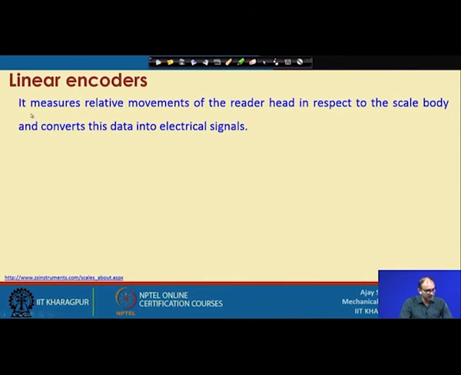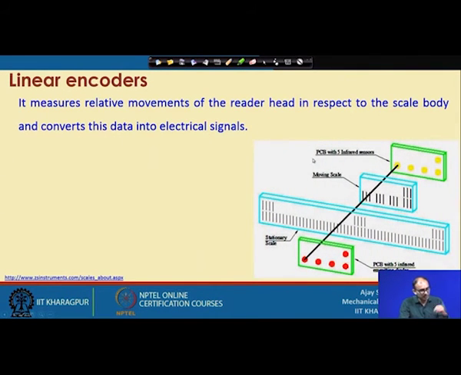So, how does it work? It measures the relative motion between the reader head and the scale body and converts this data into an electrical signal. This is similar to what we have seen in the rotary encoder; the only difference is that now everything is flattened out, not in the rotational form. Again, you have a source here passing light through the glass scales. Earlier it was in a circular pattern, but now it is in a linear form. Then this is the moving scale, and this is the infrared sensor receiving the signal.